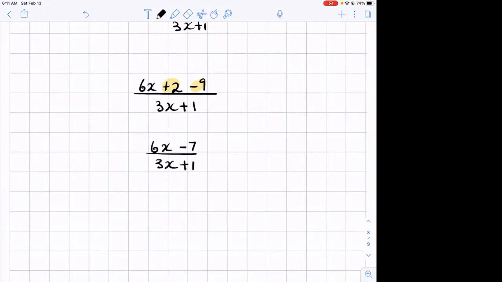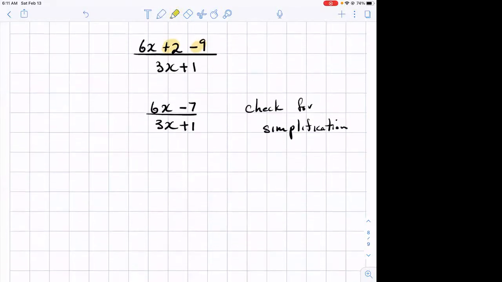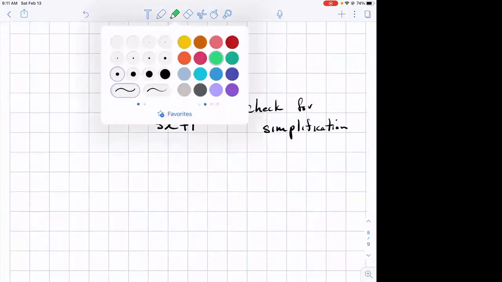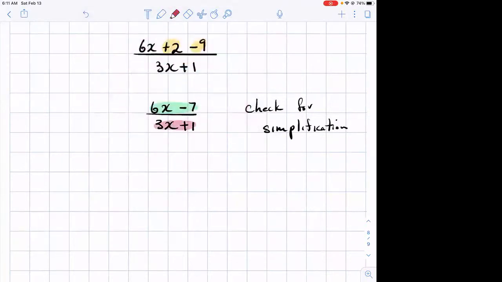And I think we're almost finished, but remember, you should always check for simplification. So this top, there is nothing to factor, right? There's nothing to factor here. There's nothing common between the 6 and the 7. And in the bottom, there's also nothing to factor there. So our final answer is 6x minus 7 over 3x plus 1. Okay? Final result. And this is my final answer.